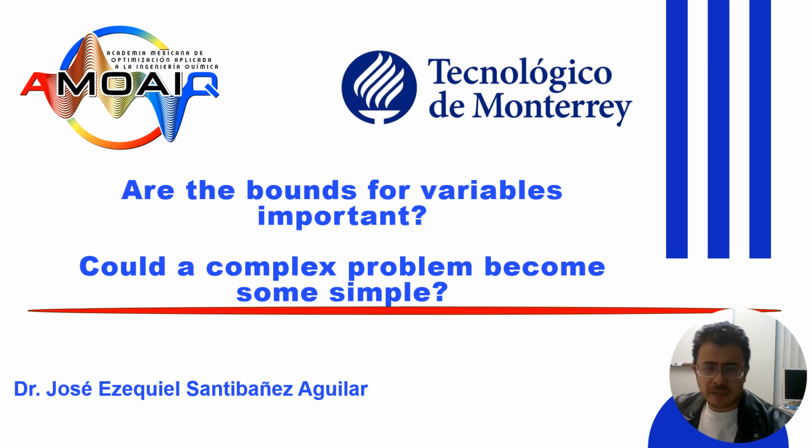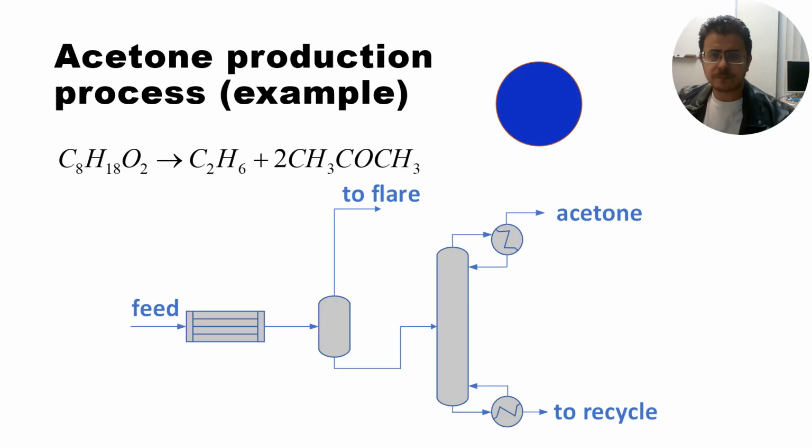I am professor at Tec de Monterrey, and the presentation for today is regarding the bounds of the variables and how to transform a complex model in a more simple way. For example, we have the acetone production process. In this case, the acetone is produced from the butyl peroxide in order to obtain ethane and acetone.